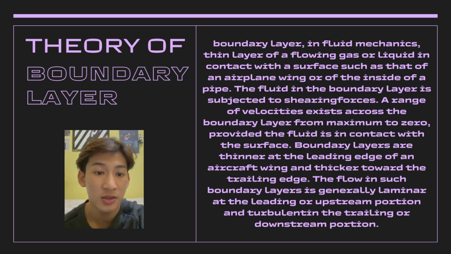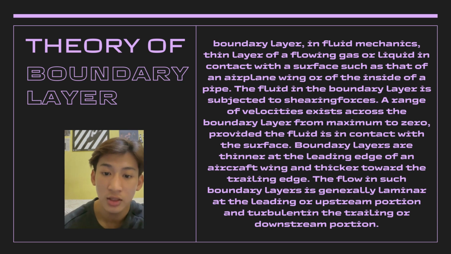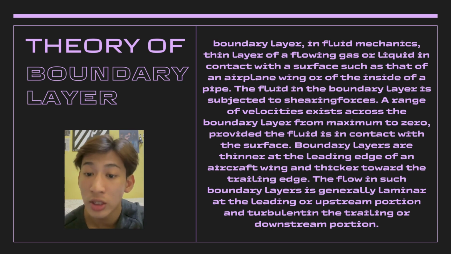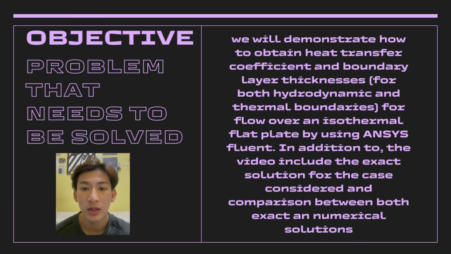The flow in such a boundary layer is generally laminar at the leading or upstream portions and turbulent in the trailing or downstream portion. The objective is to obtain the heat transfer coefficient and boundary layer thickness for both hydrodynamic and thermal boundaries for flow over an isothermal flat plate by using ANSYS Fluent.